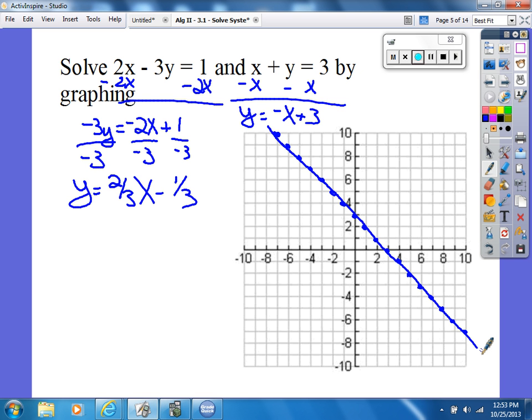Y equals 2/3 x minus 1/3. What do I do with that negative 1/3? I can't move. I can't go up 1/3. That first dot has to be where? Every single time. It has to be on this axis. It has to be. I can't put it over here, over here, over here, over here. It has to be on this axis.